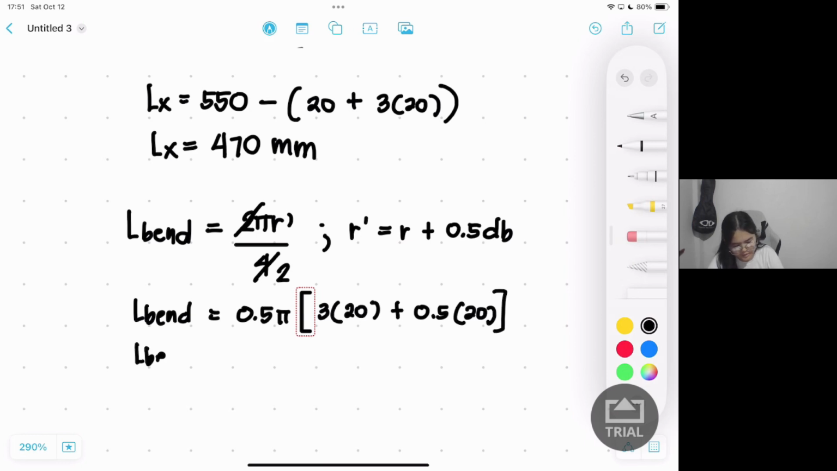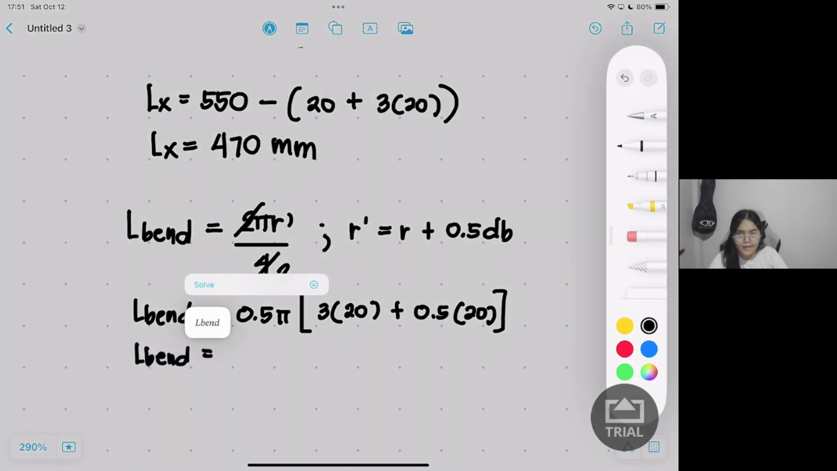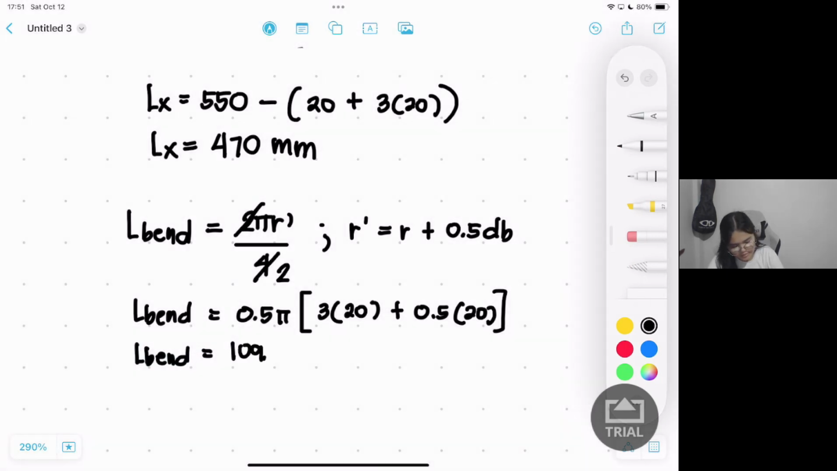So, pag kinumpit nyo yan, ang makukuha nyong value ngayon ay 109.96 mm. So, we have 109.96 mm. Guys, recompute while listening to this video lecture para ma-check natin if may error sa computation natin.